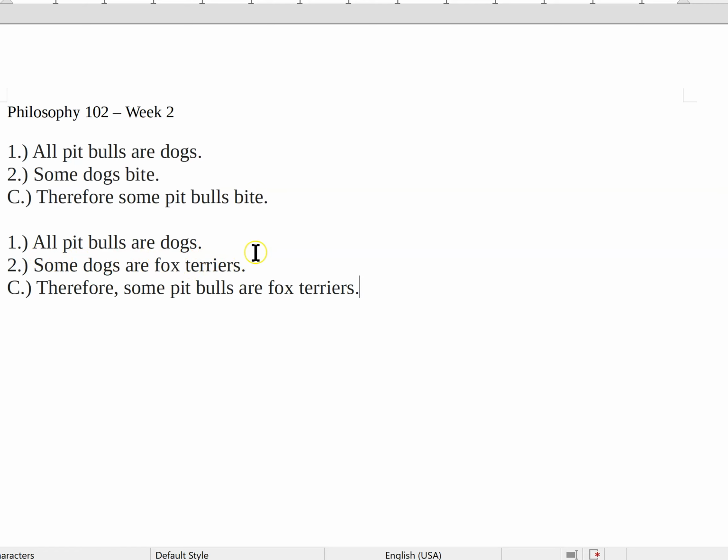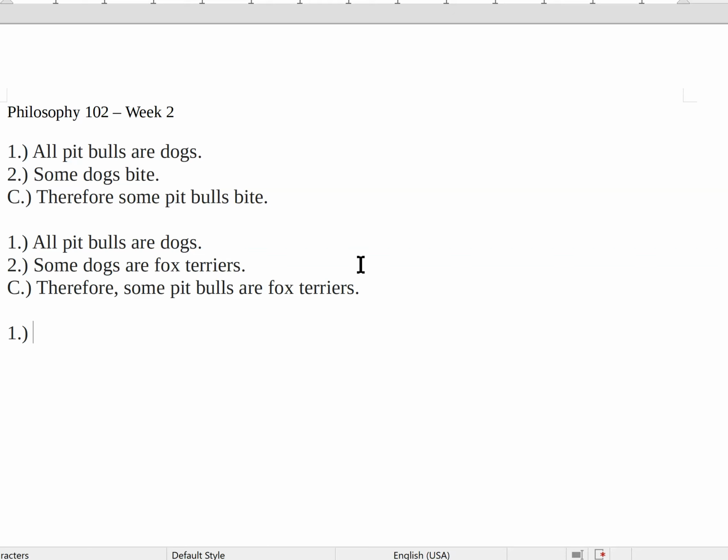That's true. Some dogs are indeed fox terriers, just like some dogs bite. That is absolutely true. But then we come to this conclusion, therefore some pit bulls are fox terriers. And we know that's not true. That's simply not true. But it is identical reasoning. When I say it's identical reasoning, this is what I actually mean.